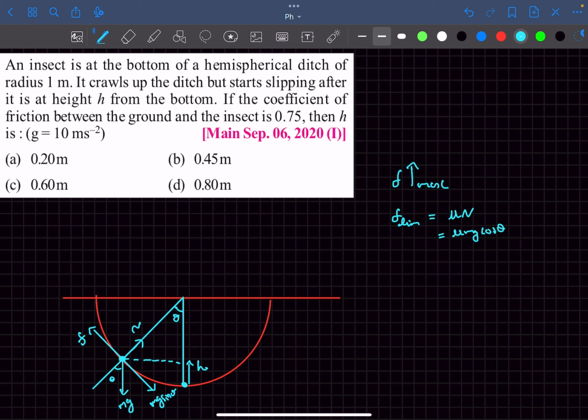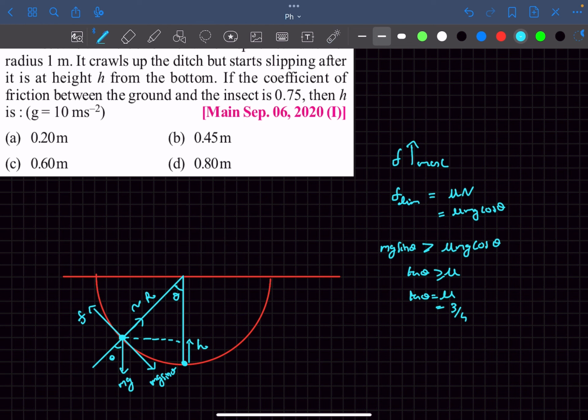So when the force of gravity, that is mg sin theta in this case, becomes greater than the limiting value of friction, which is mu mg cos theta, or we can say when tan theta is greater than mu, this is the condition in which the insect will start to slip. Okay, so as we need the condition in which it just starts to slip, we can say tan theta equals mu, and mu is given to be 3 by 4.